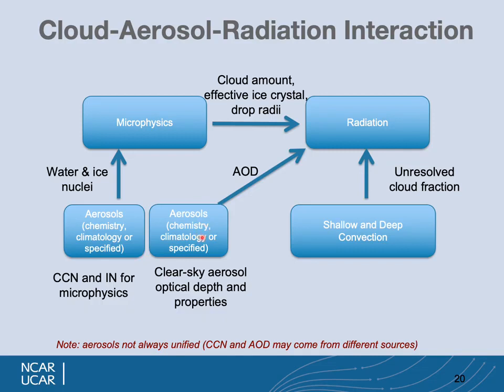Aerosols from the chemistry can also directly impact the aerosol optical depth that the radiation sees. So the radiation can see the chemistry aerosols as well via the optical depth that the chemistry will provide in the model. Note that sometimes these aerosols may not be the same as each other. The optical depth dataset may come from a different source than the aerosols that are going into the microphysics. So I've separated those here. In the case of WRF-Chem, they are unified, and also in the case of the Thompson aerosol-aware scheme, there is unification between how the aerosols affect the microphysics and the radiation.